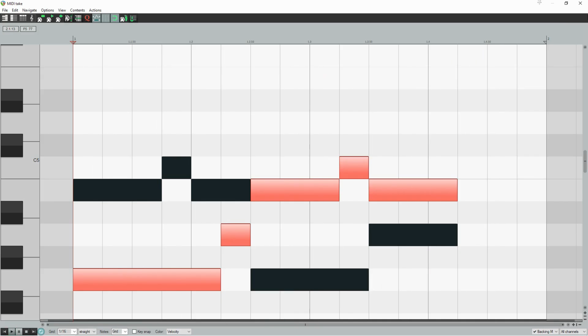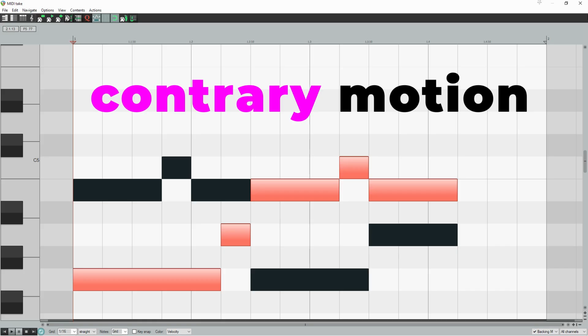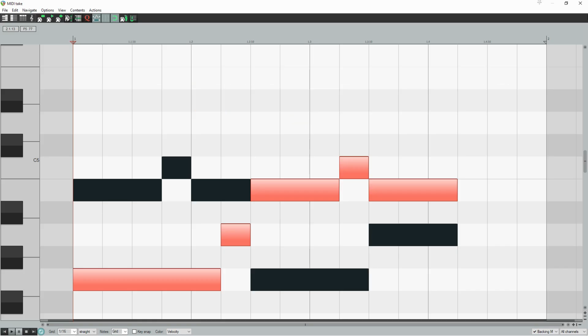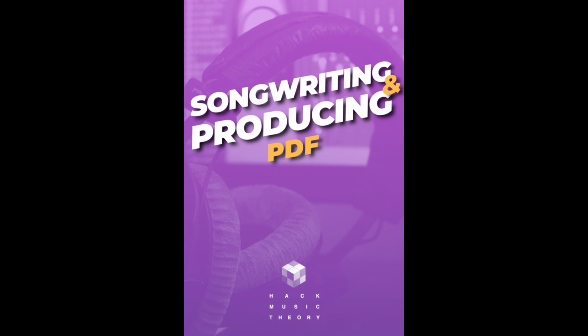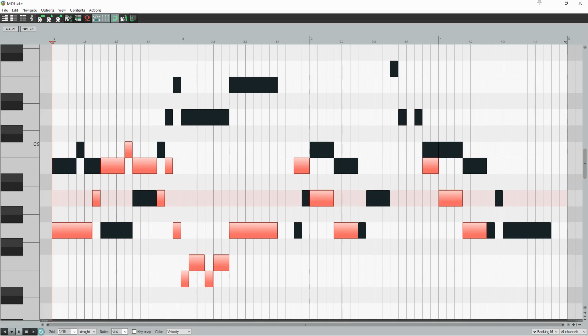When a lead melody and backing melody move in opposite directions, that's called contrary motion, and it's just one of the ways to write counterpoint. If you want to learn all the ways and how to use them to write countering melodies, then check out the counterpoint hack in our songwriting and producing PDF, which also includes all our other essential music making hacks, as well as MIDI examples. Finally, to add even more musical depth, play around with countering your lead melody's rhythm, too.